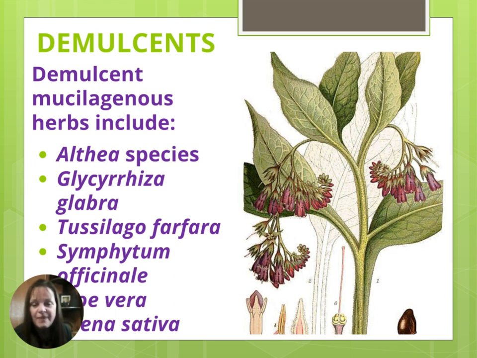Marshmallow and other types of mallow are in the Althea genus. Glycyrrhiza, that's licorice, has some mucilage in it. Tussilago means the cough dispeller in Latin, and that is another classic demulcent herb that has other actions, antispasmodic and anti-inflammatory and bronchodilating actions, as well as demulcent effects on the respiratory passages.